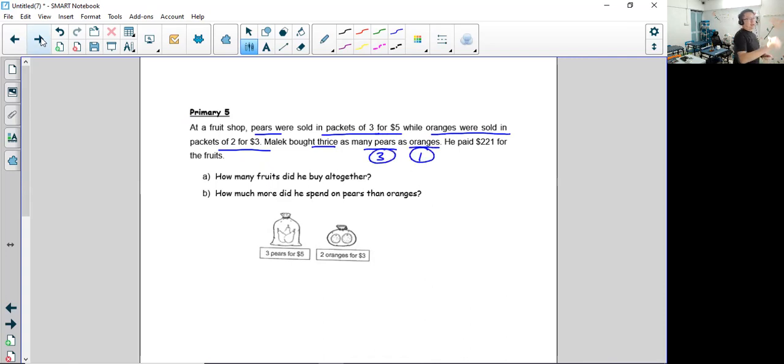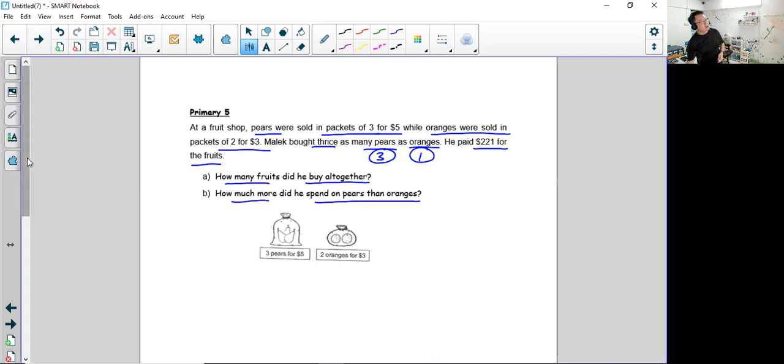And that is what you will do when you draw a model, right? 3 boxes of pears and 1 box of oranges. He paid $221 for all the fruits. So how many fruits did he buy altogether? And how much more did he spend on pears than oranges? Okay, now, to use grouping, you must be able to make one group. You must know how to make one group, because if you don't know how to make one group, then you can't use the method.